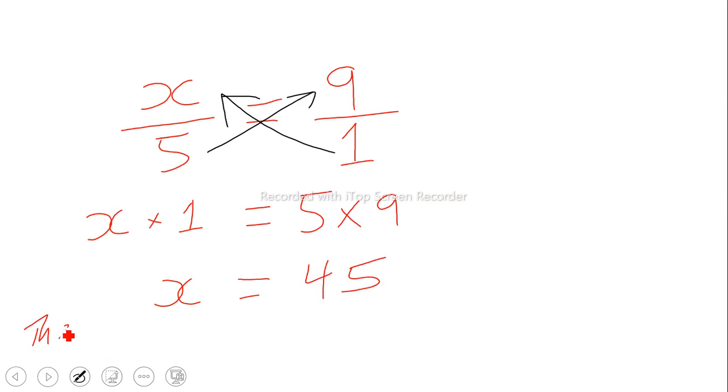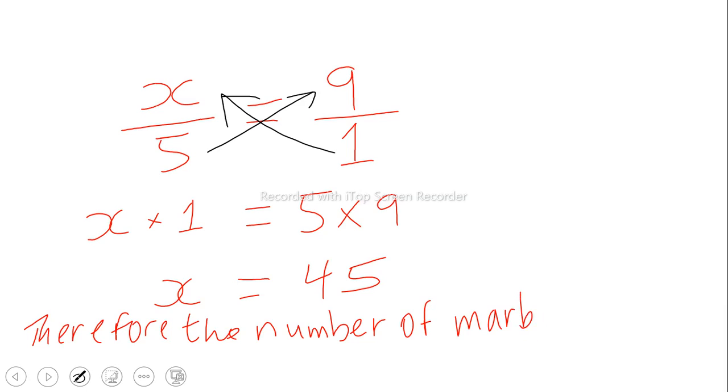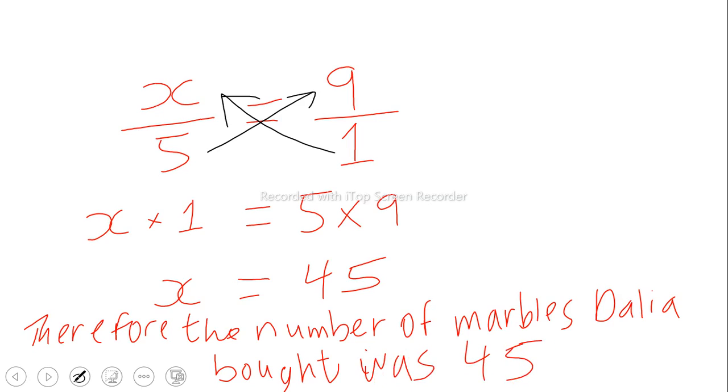So therefore, the number of marbles Dahlia bought was 45. Alright, any questions on that? Okay.